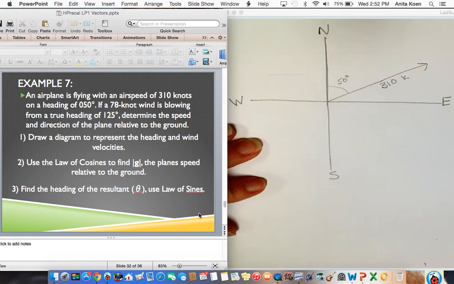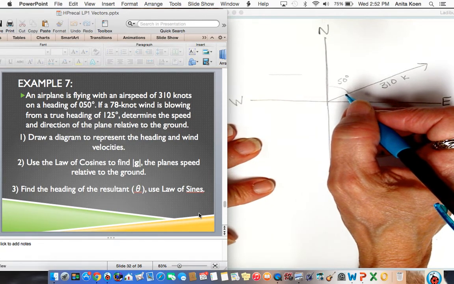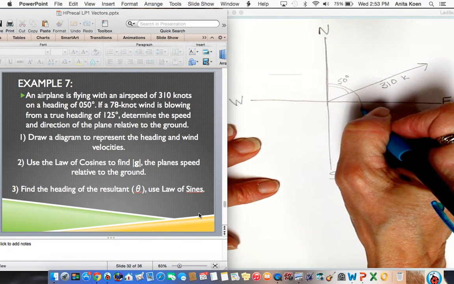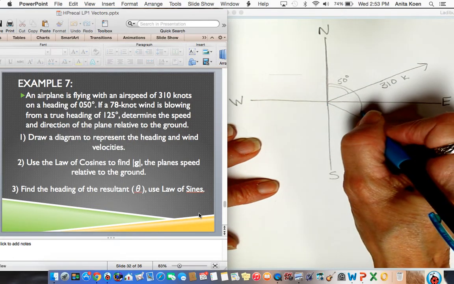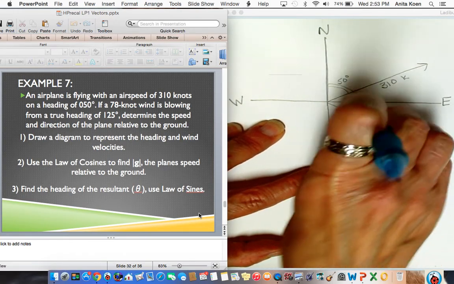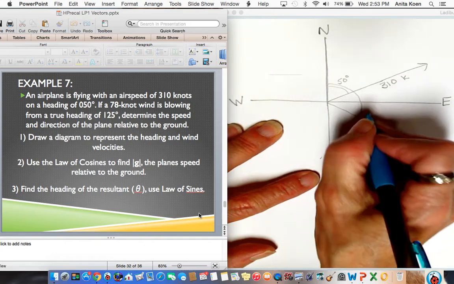If a 78 knot wind is blowing from a true heading of 125 degrees, determine the speed and direction of the plane relative to the ground. So I'm looking for the relative vector. I have a wind that is 78 knots and it's blowing from a true heading of 125. So here is 90, okay, 125, it's about here, close enough. That's probably a bit too long, so I'm going to make it a lot shorter so that it looks more accurate. Here is my 78 knot.